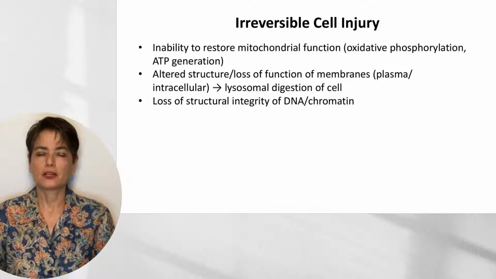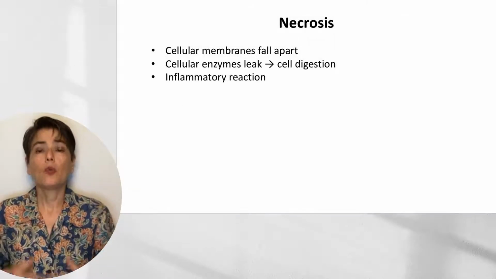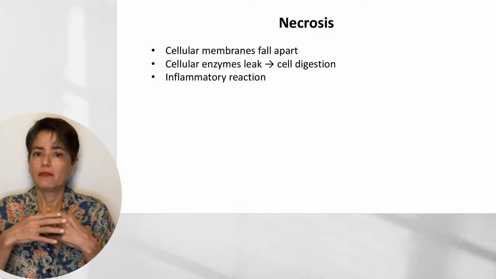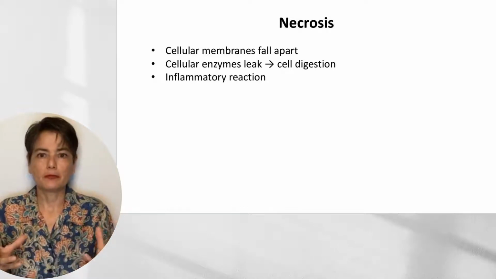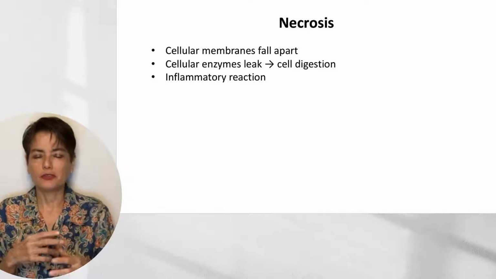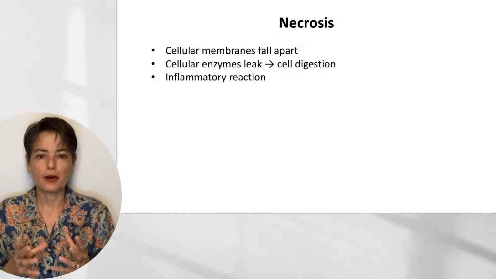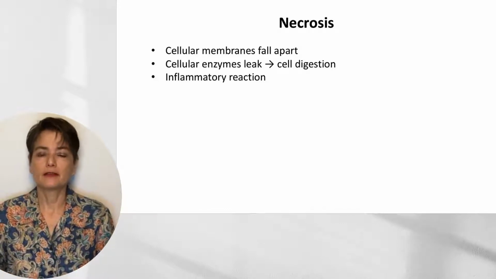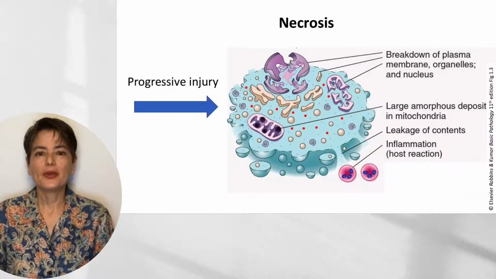And I'm going to focus on necrosis now. So what characterizes necrosis? The cellular membranes fall apart, the cellular enzymes leak, we get cellular digestion, and then inflammation comes in. So it's a very messy, gooey process, in contrast to apoptosis. Again, different video. So here we have our necrosis, we have our breakdown of our plasma membrane, our organelles, nucleus. With the breaking down of our plasma membrane, we're going to get leakage of contents, and this is what's going to cause that host reaction.